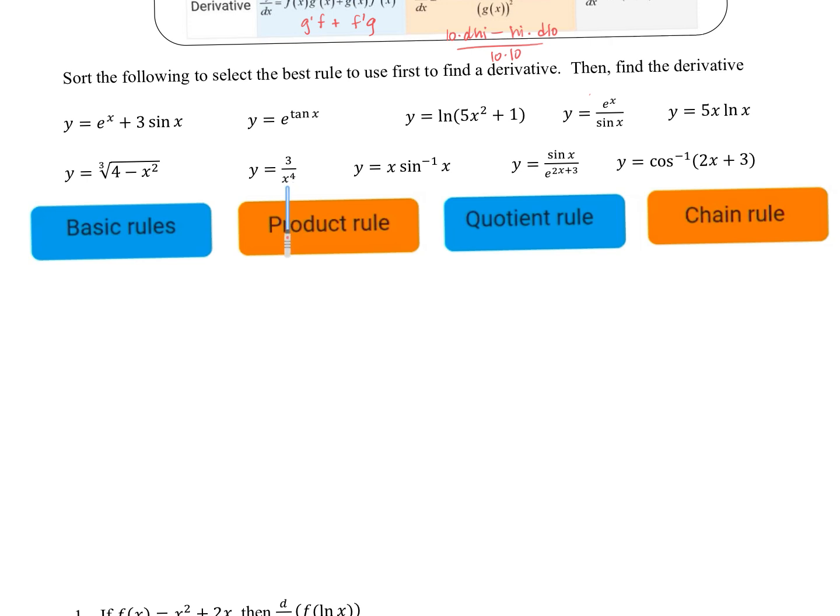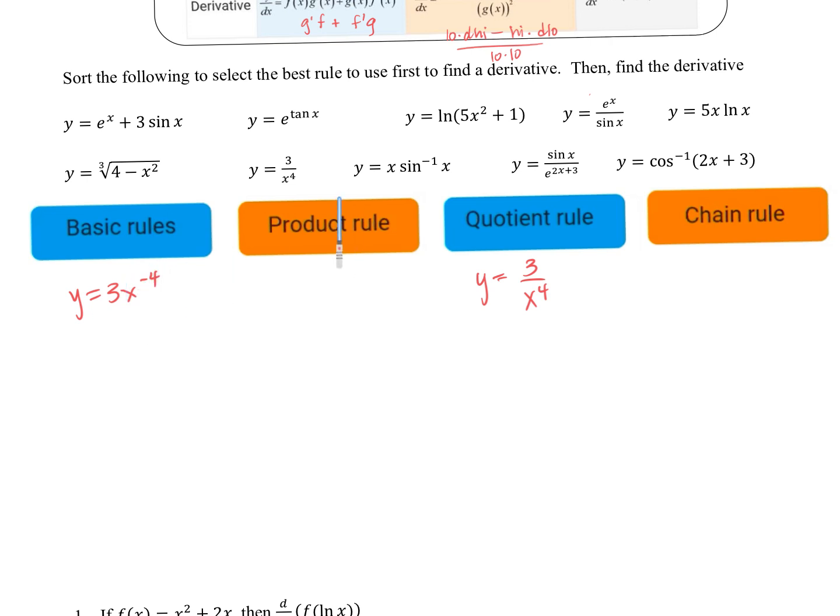Yeah, well, this would be quotient rule if we left it like this, right? Because it's 3 divided by x to the 4th. So this could be quotient rule. Biscuit would do quotient rule on this one, but there's a better way to do it. How could we do it? It's 3 times x to the negative 4th. 3x to the negative 4th would lead us to the power rule. I think you were trying to say power rule when you said product rule.